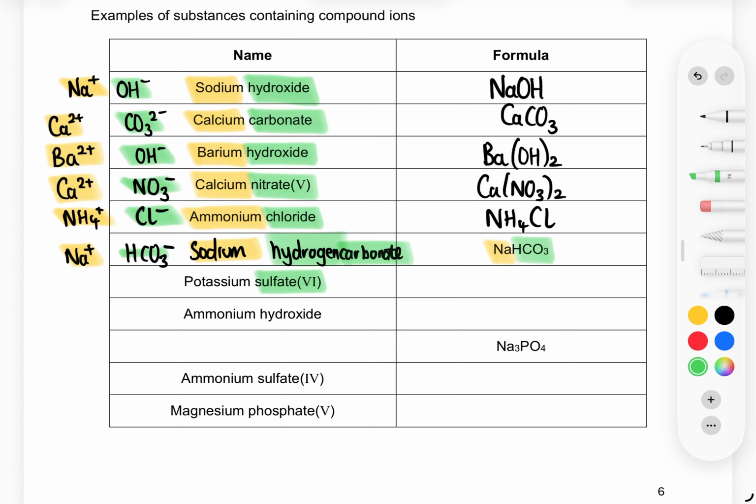So again, let's do this, sulfate 6 and potassium. Potassium's in group 1, 1+. Sulfate 6, we're memorising, SO4 2-. Put those 2 together, because there's only 1+, we need 2 of them.